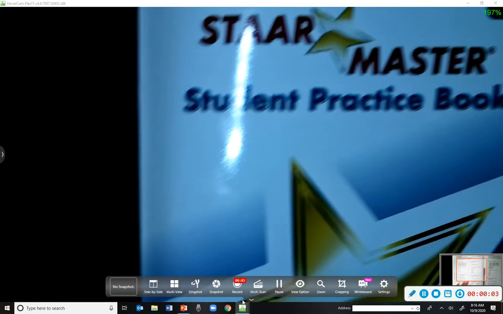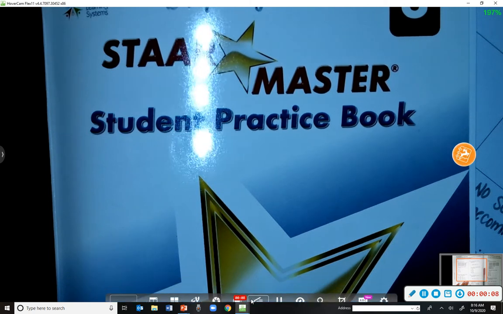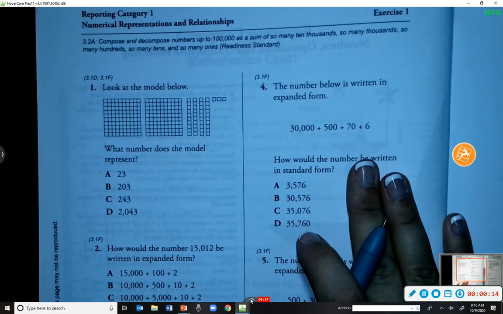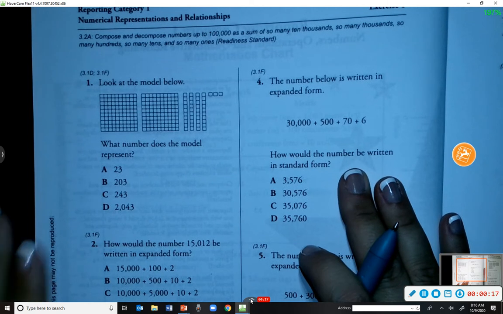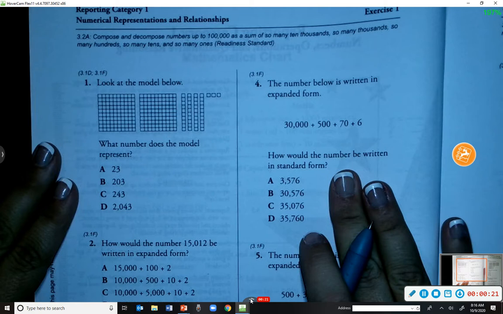Okay, those of you at home, we're looking at our Star Master book. We did this today for our warm-up in math, and we did page 6. So we are checking it together now. If you want to work on this first and then come back and continue the video to check your answers, this is what we're doing in class.